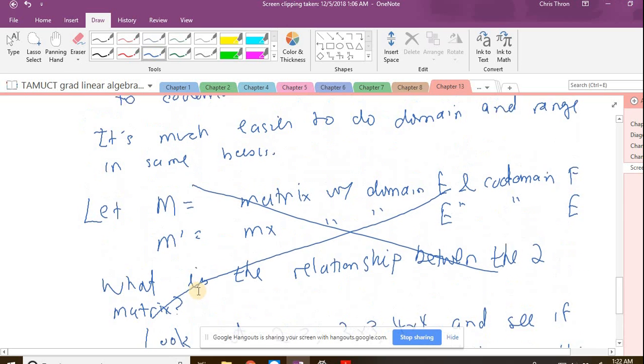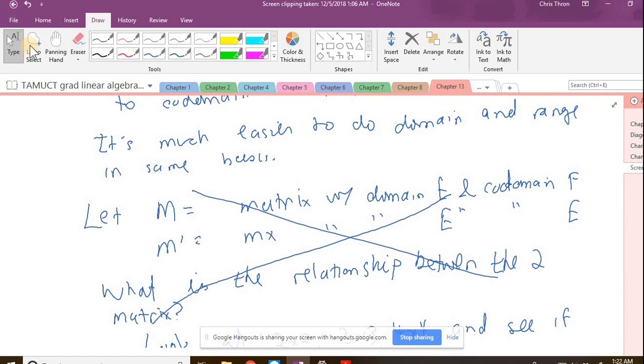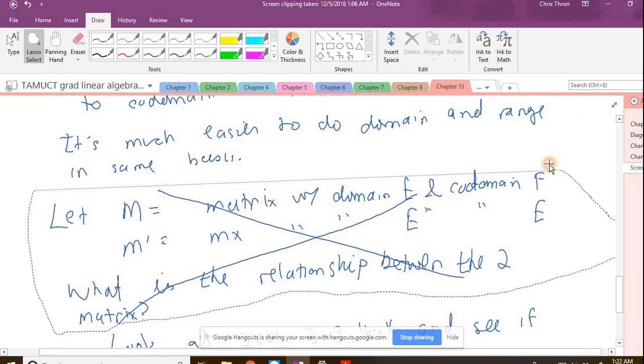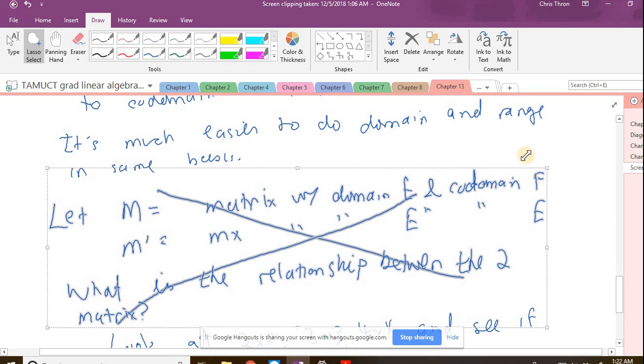So let me go up here and erase this and destroy the evidence. I thought that might be a useful thing to do, but it turns out it's not going to be so useful. So we'll get rid of that.